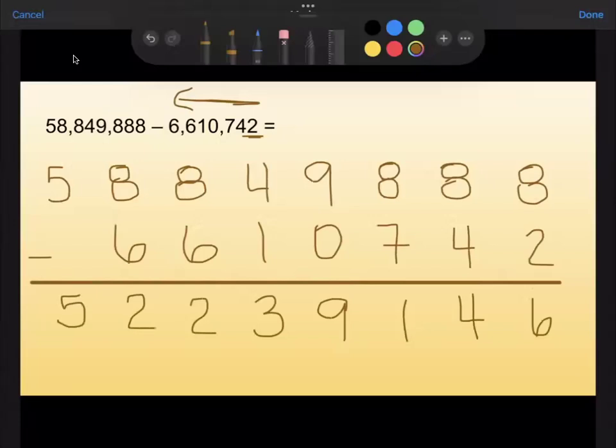Woo! There was no regrouping there. So I'm going to go ahead and put my commas. And we end up with 52,239,146.